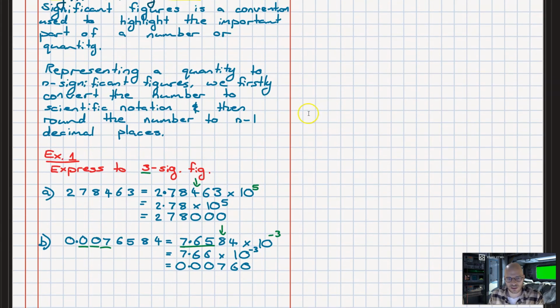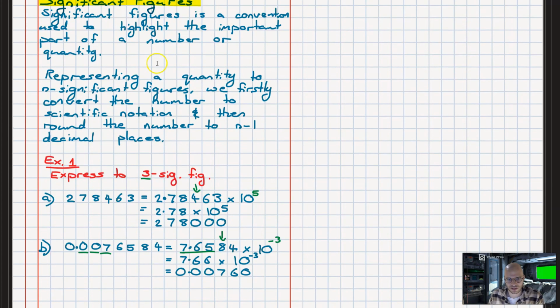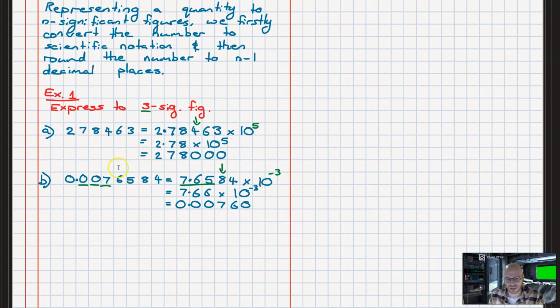So this has been a video demonstrating what significant figures are and how we can represent numbers to a set amount of significant figures.